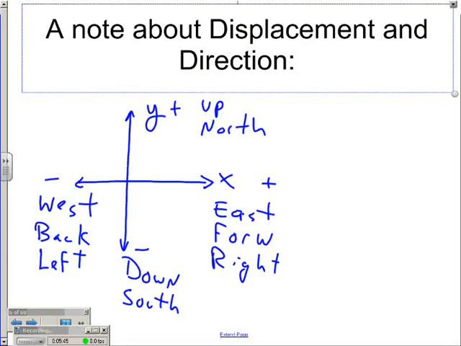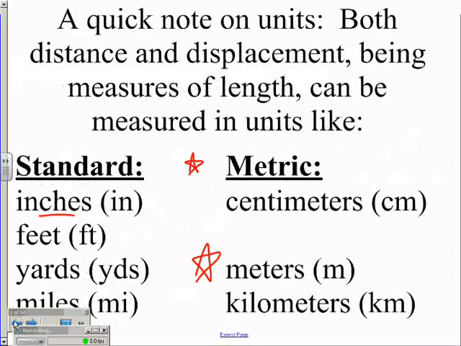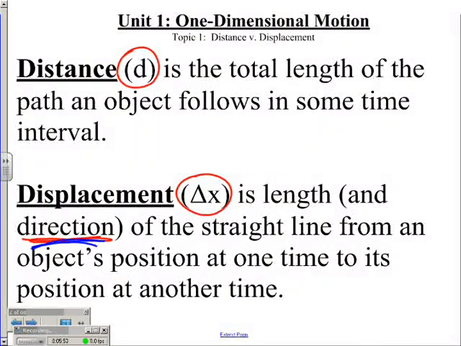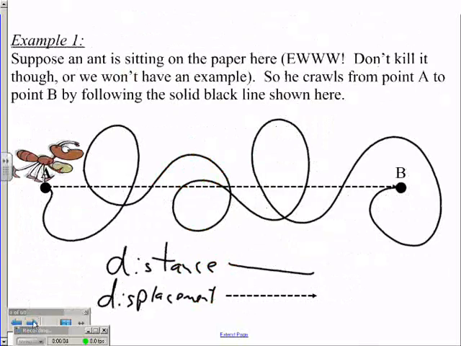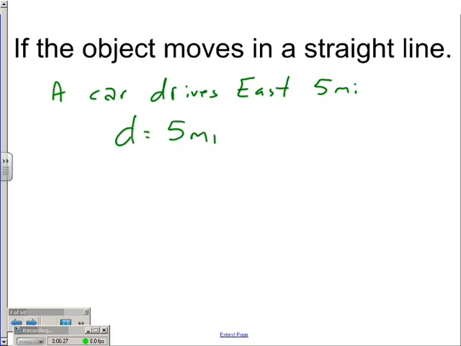Okay? Now, because of this convention, if you go back to our definition of displacement, the displacement includes the direction, right? So because of that direction, occasionally our displacement will be negative. So what that means to us in English is this. If the object moves in a straight line, well, let's do this. Suppose we had a situation where a car drives east 5 miles. Well, in that case, if it's going straight east, then your distance is going to be 5 miles, and your displacement is going to be 5 miles.